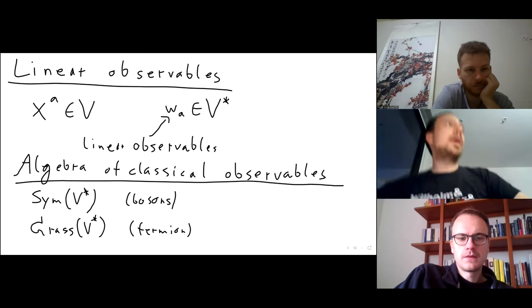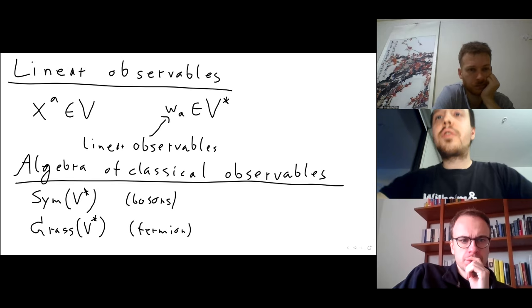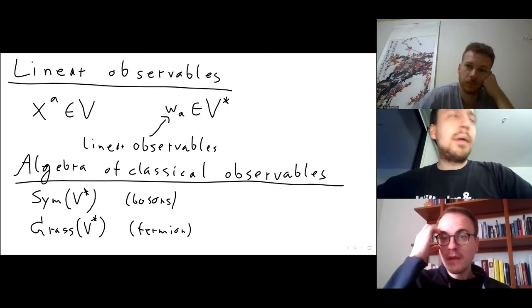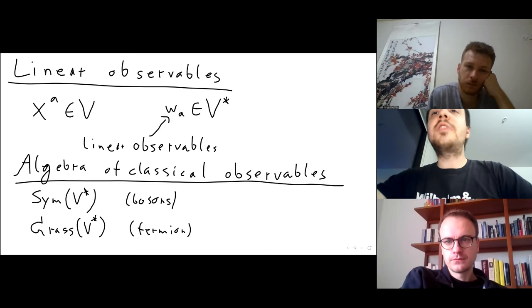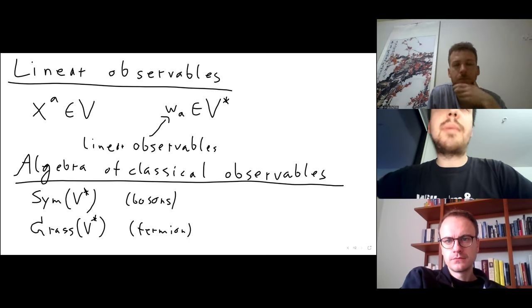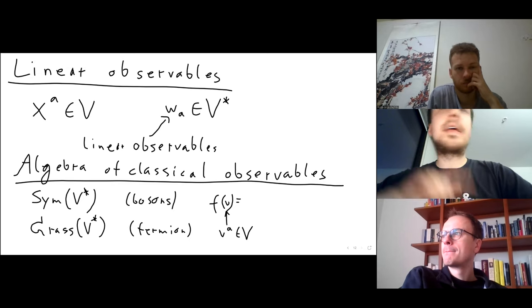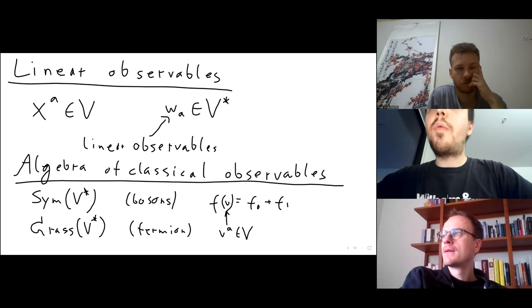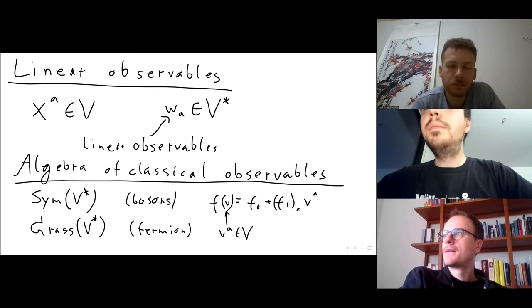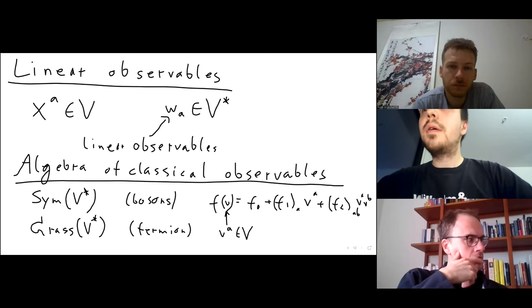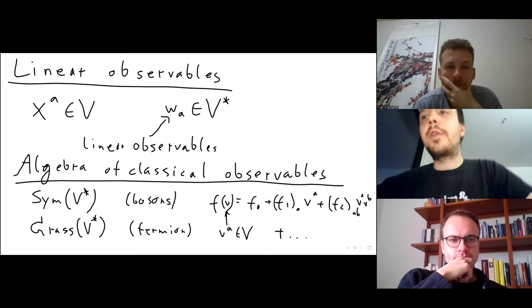So what do I mean by that? Well, I can describe a general observable essentially as a map. For bosons, I can think of it really just as a map on the classical phase space. So I can write F of V, where V^A is an element of the vector space, and I can write this as a power series: F0 plus F1_A V^A plus F2_AB V^A V^B plus, and so on. I get a power series to arbitrary powers in V.